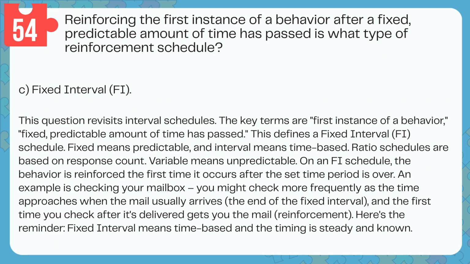Ratio schedules are based on response count. Variable means unpredictable. On an FI schedule, the behavior is reinforced the first time it occurs after the set time period is over. An example is checking your mailbox. You might check more frequently as the time approaches when the mail usually arrives, the end of the fixed interval. And the first time you check after it's delivered gets you the mail. Reinforcement. Here's the reminder. Fixed interval means time-based, and the timing is steady and known.